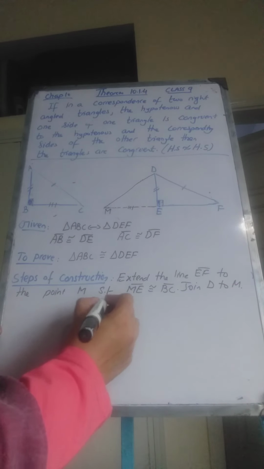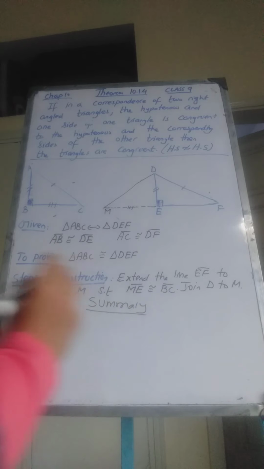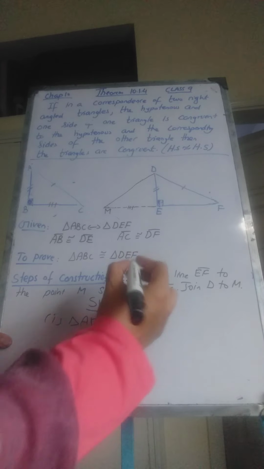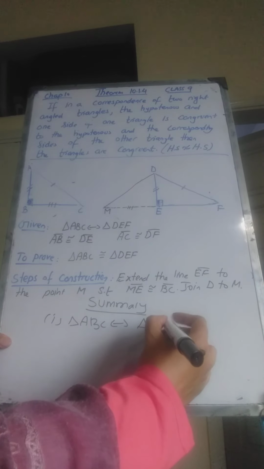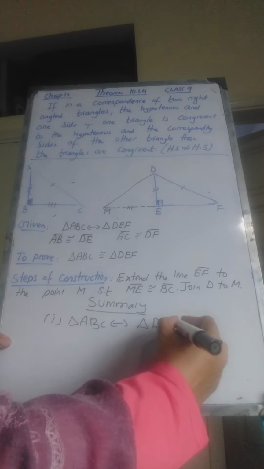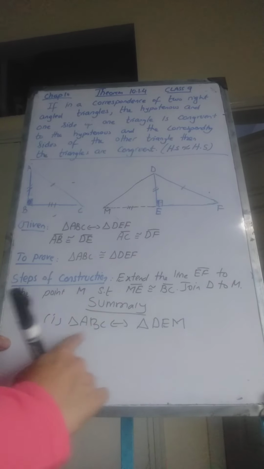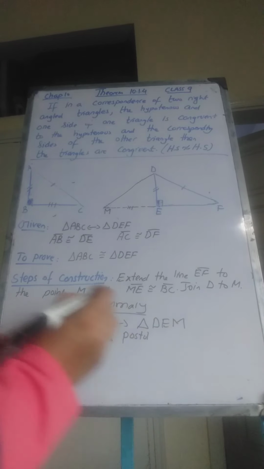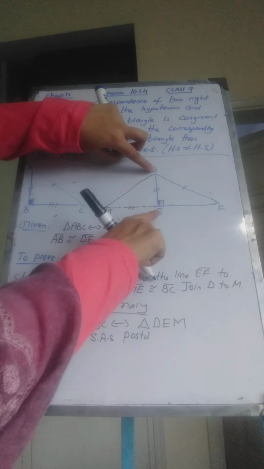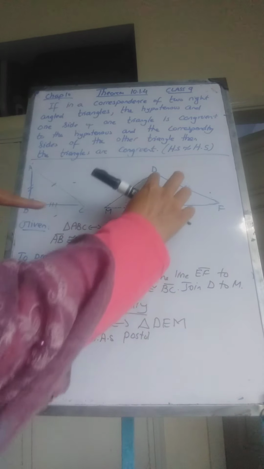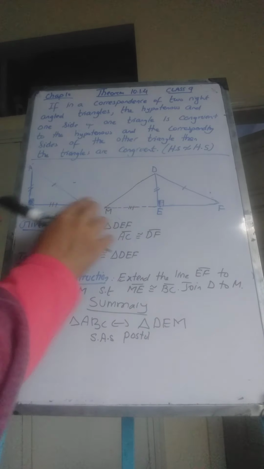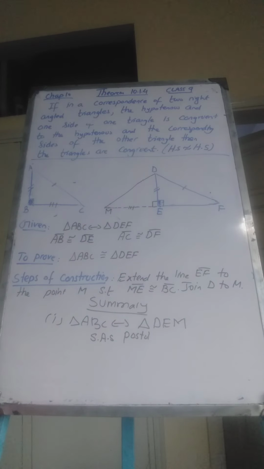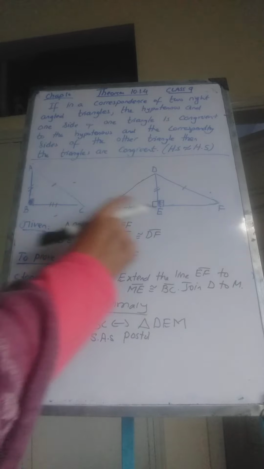And the summary is that in the first step we are going to take triangle ABC, its correspondence with triangle DEF, the new triangle that we have already made, DEM. Okay, first we are going to prove these triangles congruent by the SAS postulate. Because we know that AB is congruent to DE and BC is congruent to EM. These two sides are congruent to these two sides, and the angle in between them, if this is 90, then it means that this angle is also equal to 90. So angle B is congruent to angle E.